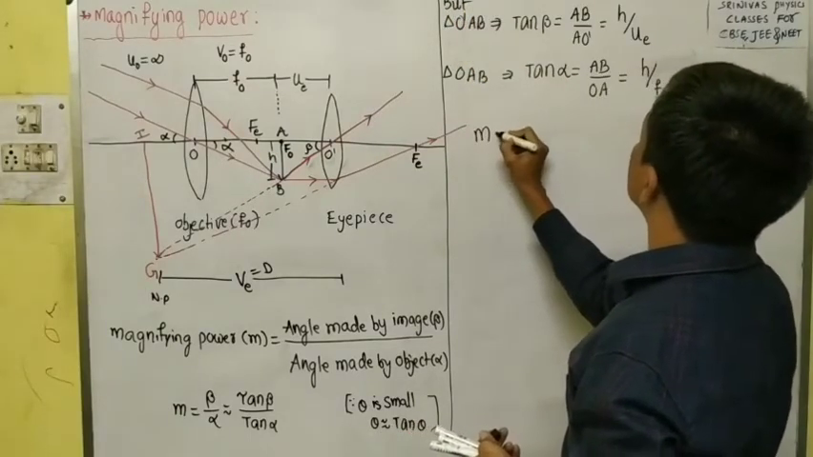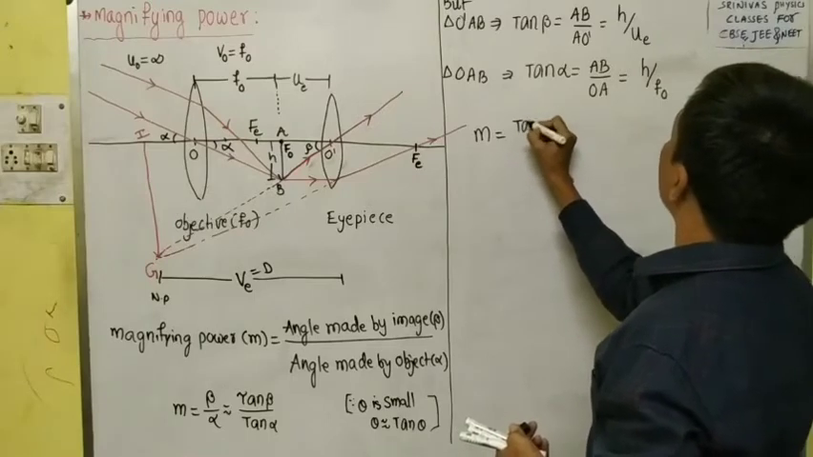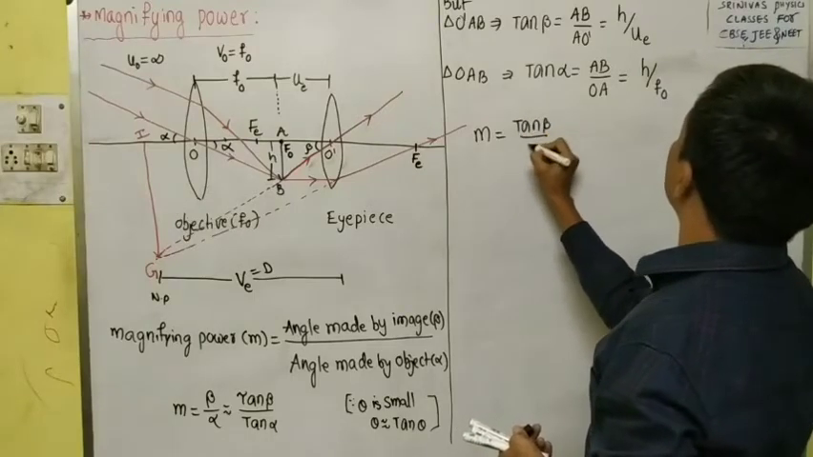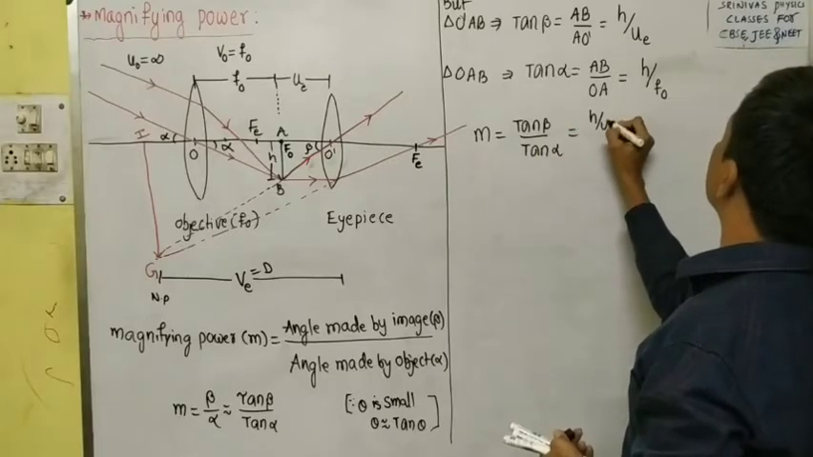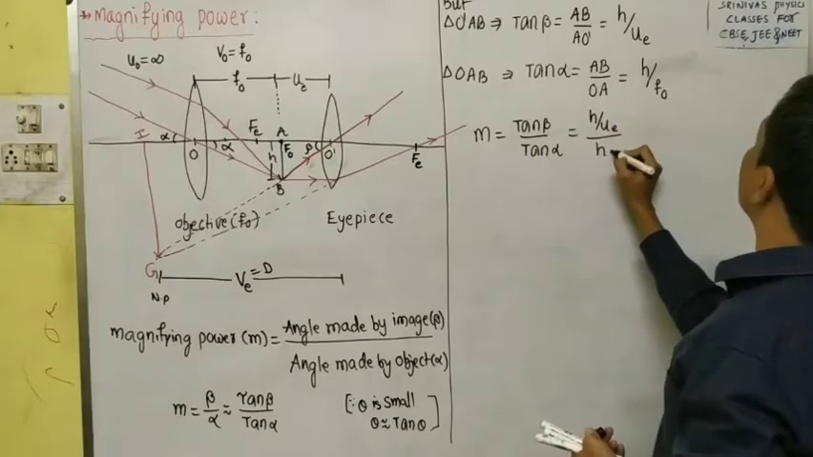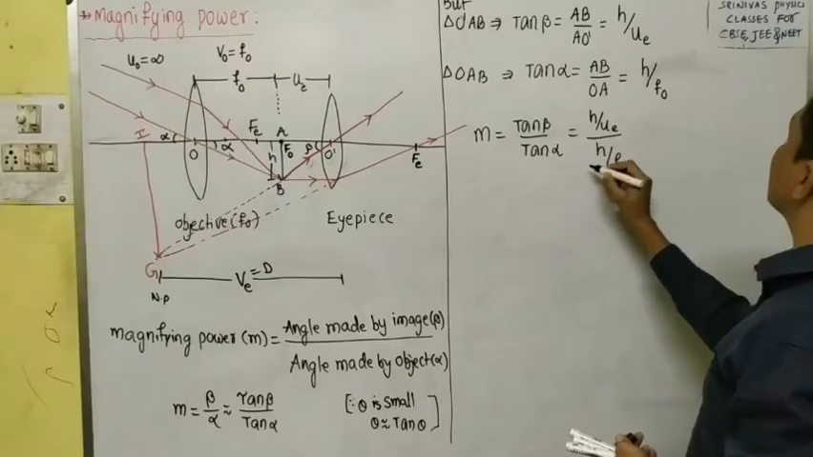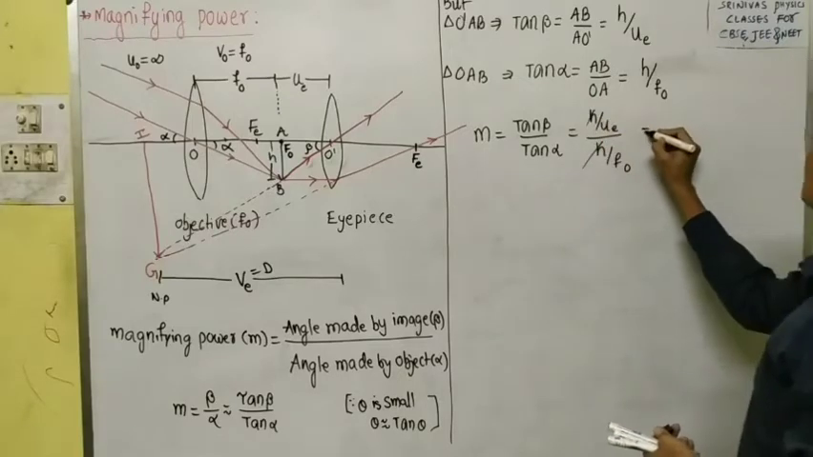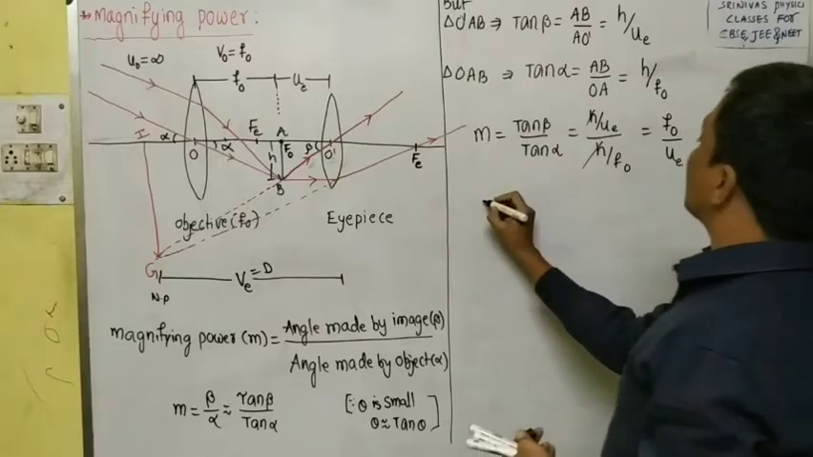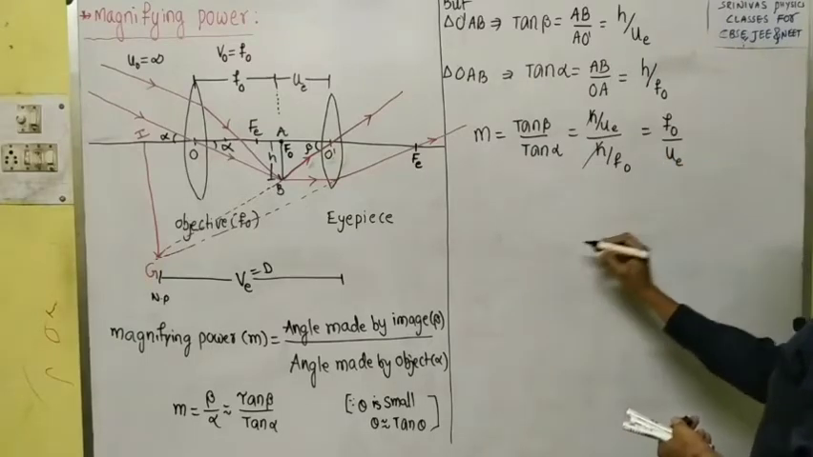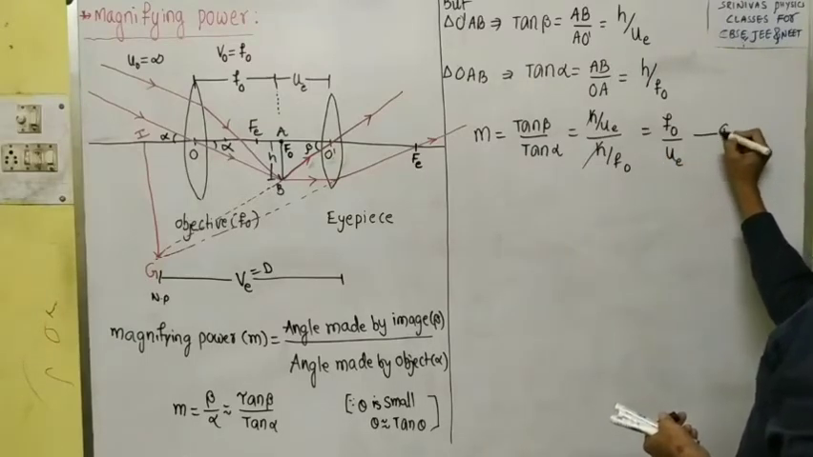This you substitute in that equation, then we will get M is equal to tan beta by tan alpha. Tan beta is H by UE, tan alpha is H by F naught, and H gets cancelled, then we will get F naught by UE. The magnification formula we got is F naught by UE. This is considered as equation 1.